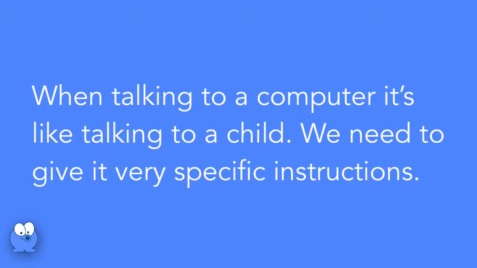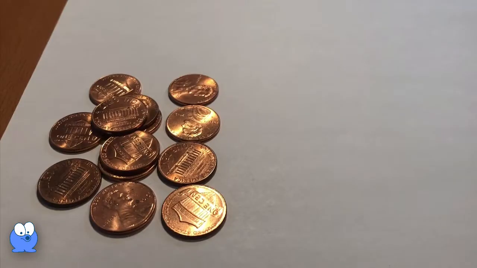Now, when we're talking to a computer, it's like talking to a child. We need to give it very specific instructions, all right? So even a child, if we asked it, give me 4 pennies, it's going to do it one by one. It's going to say, all right, I'm going to take 1, I'm going to take 2, I'm going to take 3, I'm going to take 4. And when it gets to 4, it's going to say, hey, you know what? 4 is all they asked for, so now I'm going to stop.